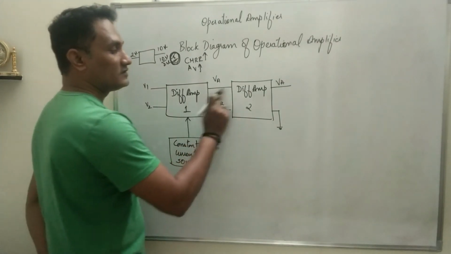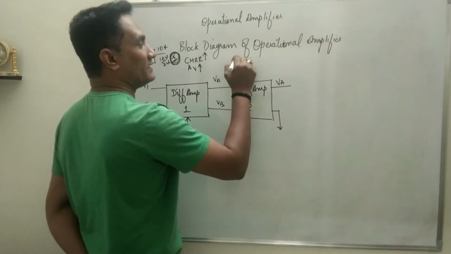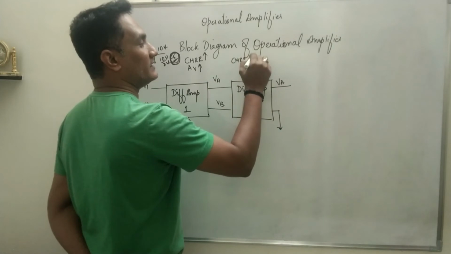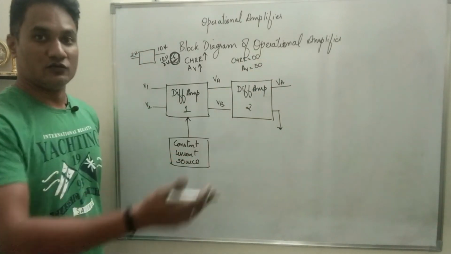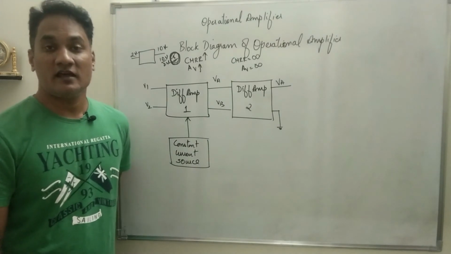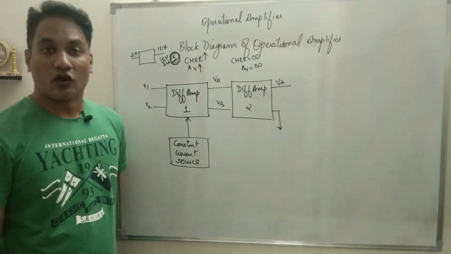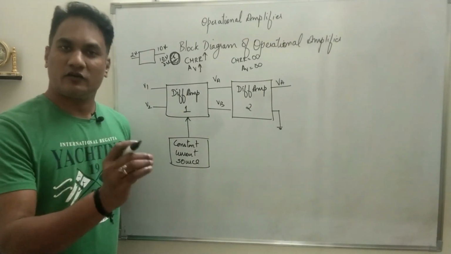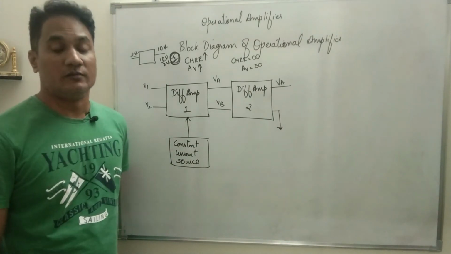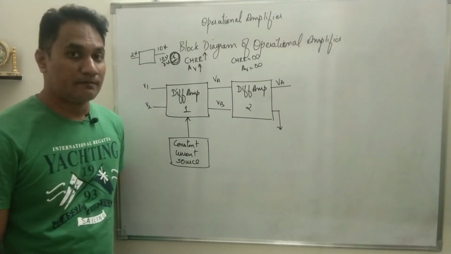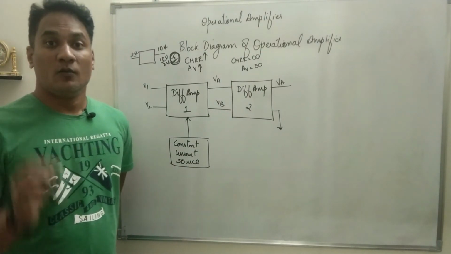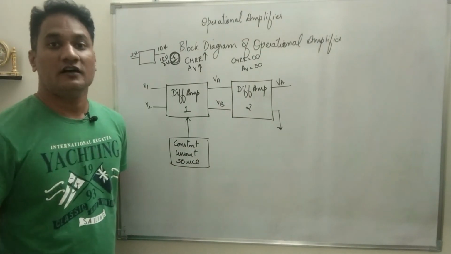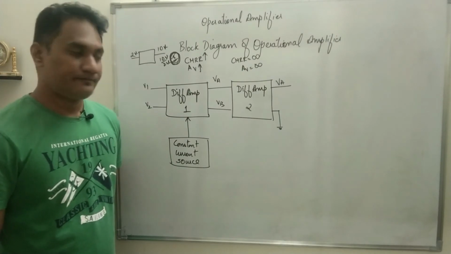Now the advantage of using a second differential amplifier is, again, CMRR is infinite and the voltage gain becomes infinite. Using two stages of differential amplifier will increase the voltage gain to almost infinite. That means whatever the input voltage, the output voltage will be very, very large. And of course CMRR will be infinite, which is the most important factor of an amplifier circuit.